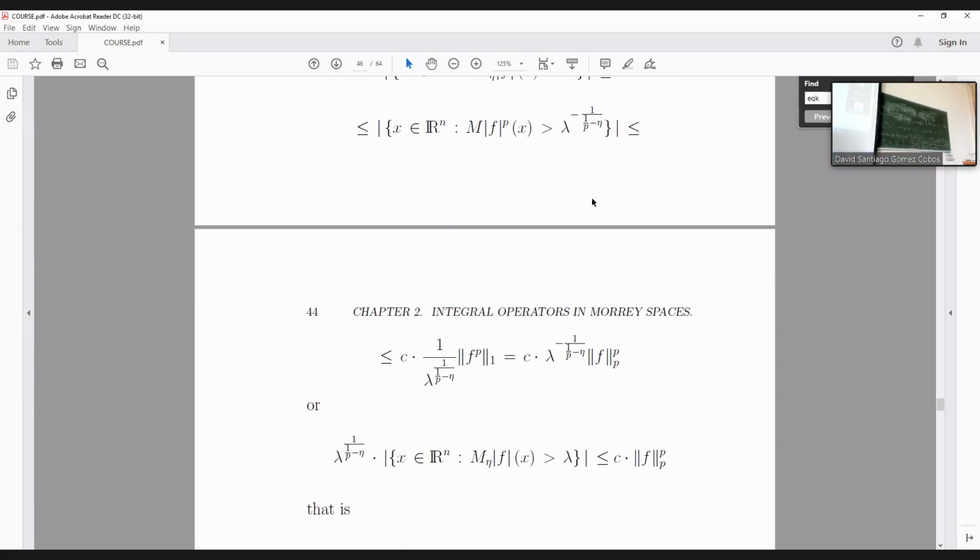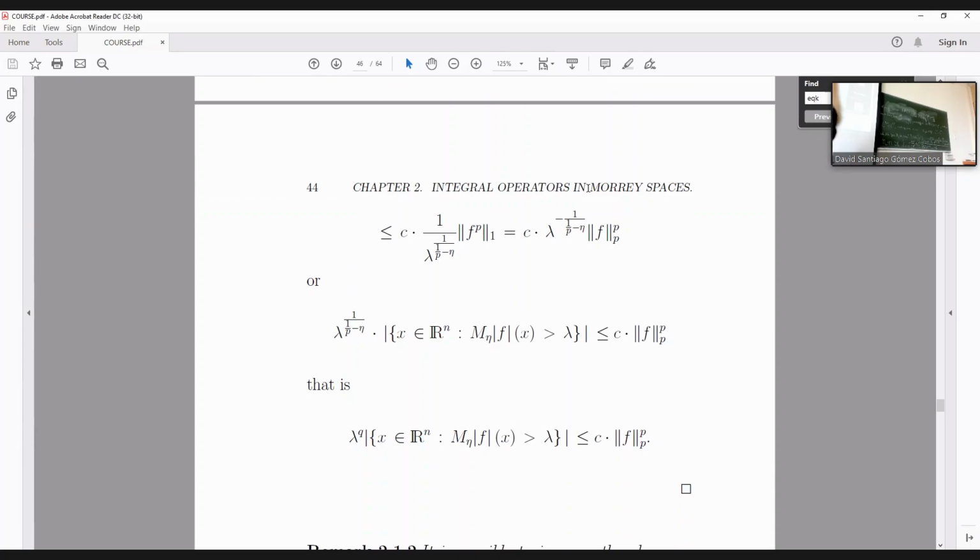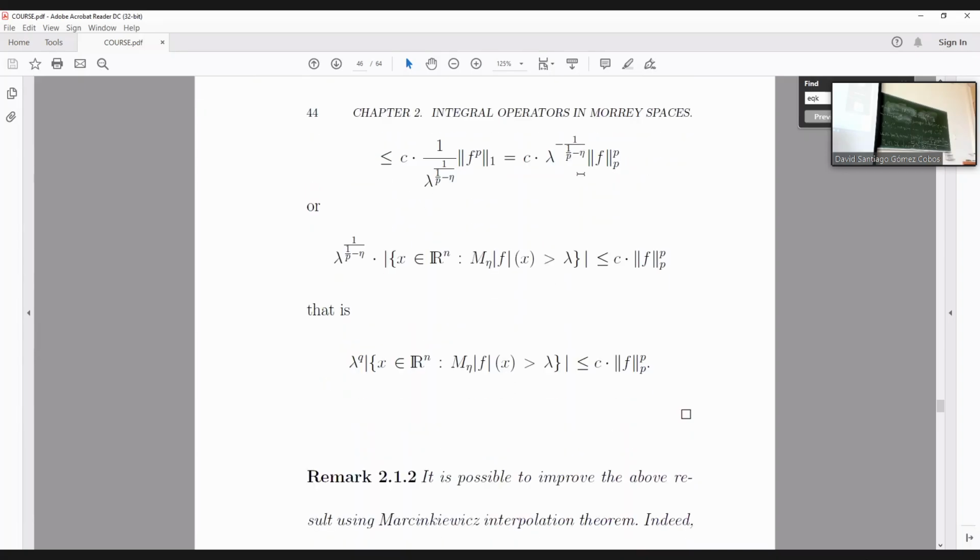So this is equivalent to consider, as before we defined the quantity q, lambda with exponent q multiplied by the measure of the set where the fractional integral operator M eta f is more than lambda, less or equal a constant times the norm of f in the Lebesgue space Lp. So if we consider here the comparison, we have exactly what we announced in the statement. So we have the comparison between Morrey and weak spaces.